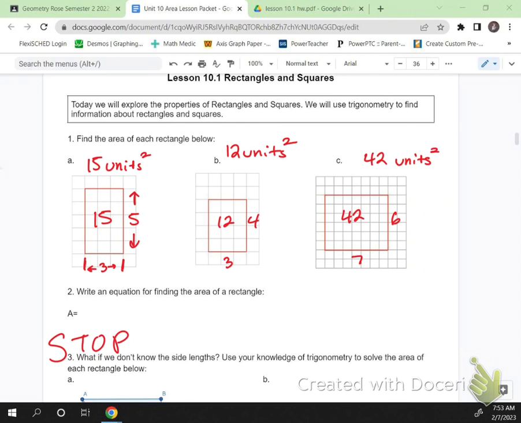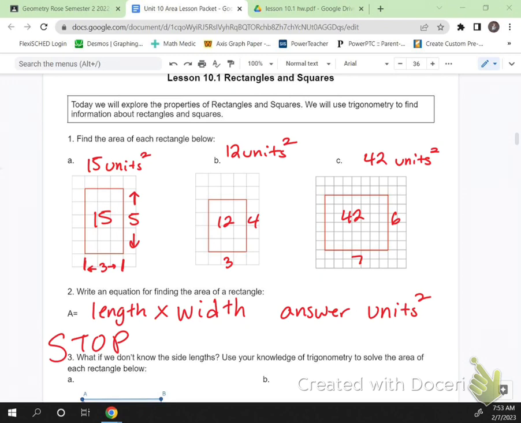Can anyone tell me what they wrote for their area equation for number 2? Length times width. Right? Length times width. Or the side times the side. Length times width. And again, your answer should be units squared, the label, because we're talking about area.